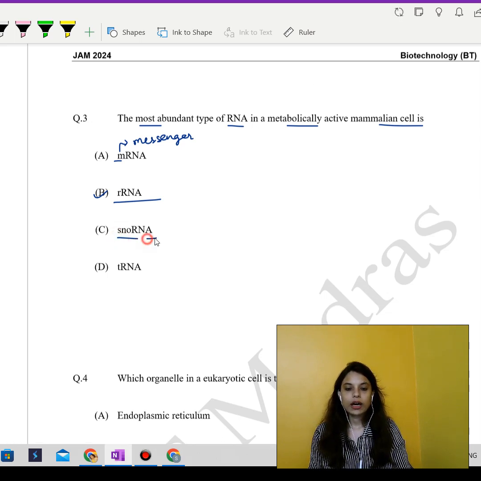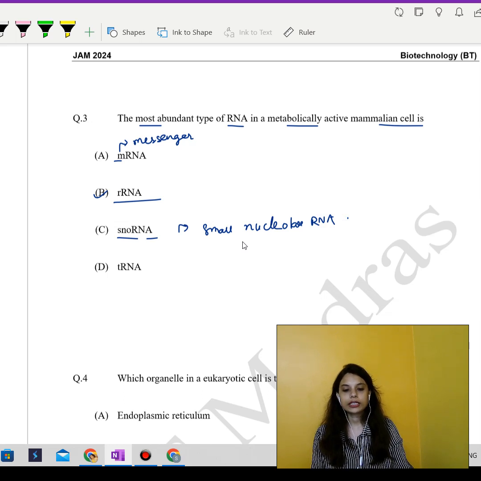Next is snoRNA, the third option given, the small nucleolar RNA. Though involved in processing certain RNA molecules, small nucleolar RNAs are present in very low amounts compared to rRNA. Next is tRNA.